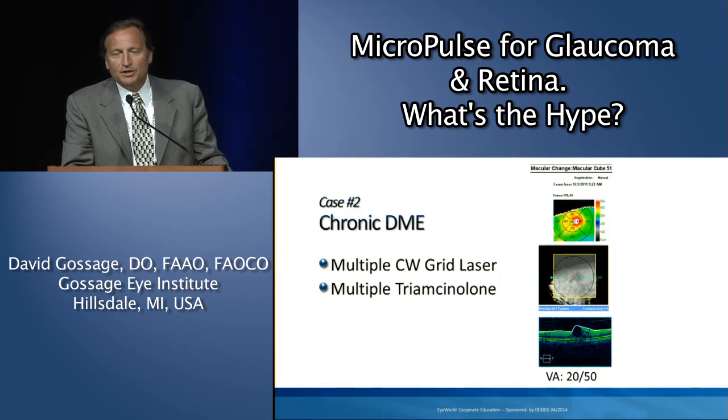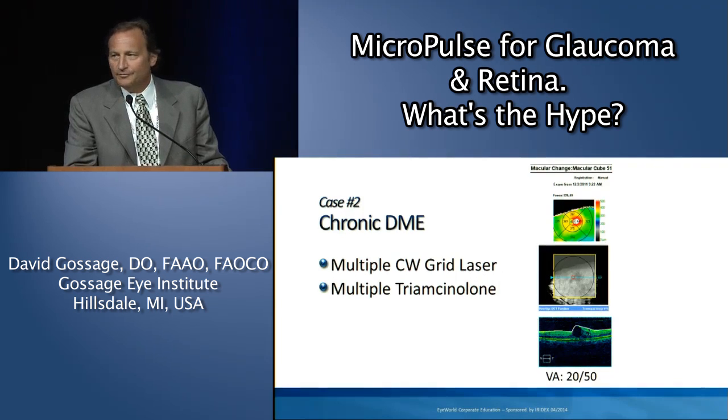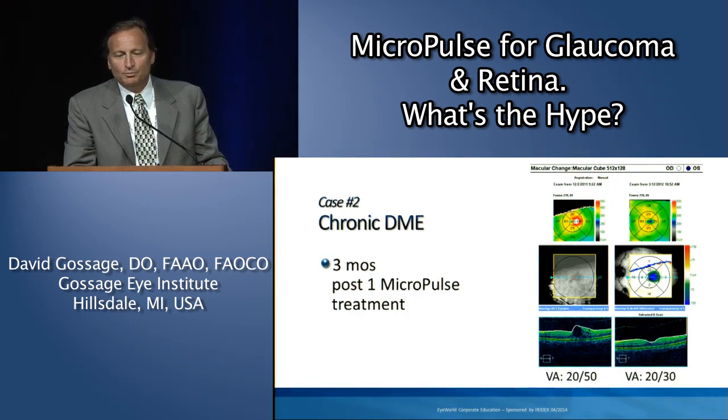This next case is a patient with chronic diabetic macular edema. This patient has had multiple continuous wave grid therapy, also steroid injections with really no improvement of their macular edema. Patient's visual acuity is 20/50, underwent MicroPulse treatment. Here we are 3 months post 1 MicroPulse treatment with visual acuity improving from 20/50 to 20/30 with nice resolution of the edema.